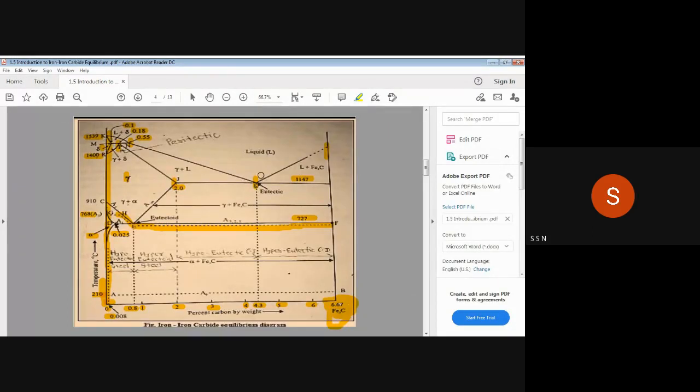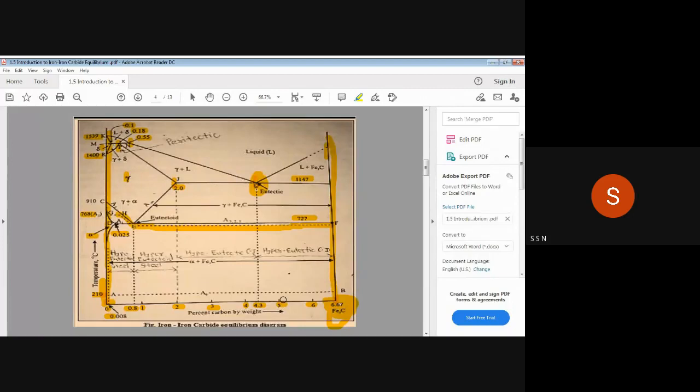4.3, because at this point you are getting this phase at 4.3% of carbon, and 6.67, because this vertical line, whatever regarding the phases is there, we are getting at 6.67.